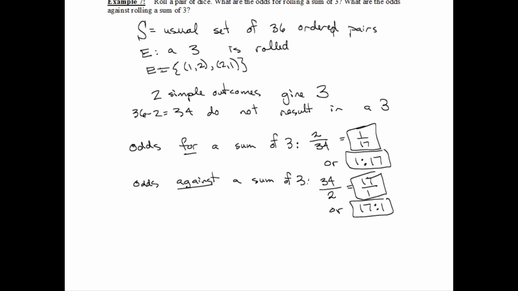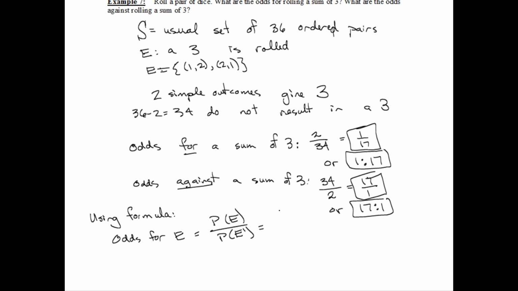Now, I didn't really use the formula there because I think using the formula helps you to lose sight of your intuition on this and the fact that we are contrasting the event against the complement. But if you wanted to use the formula, here's what would happen. The odds for E was equal to the probability of the event divided by the probability of the complement.